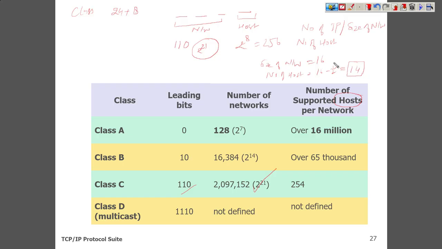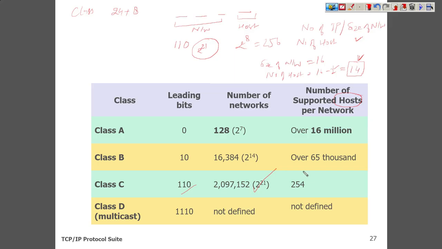Because in every network, two IPs are reserved for a particular purpose: the first IP of the network and the last IP of the network. The first IP is the IP that represents the network. It's called the network address. And the last IP is a broadcast IP, which is called the directed broadcast IP. So out of the total IPs given in the block, we have to subtract 2.